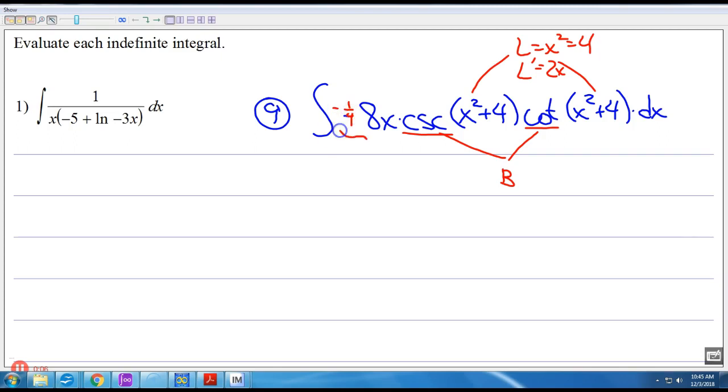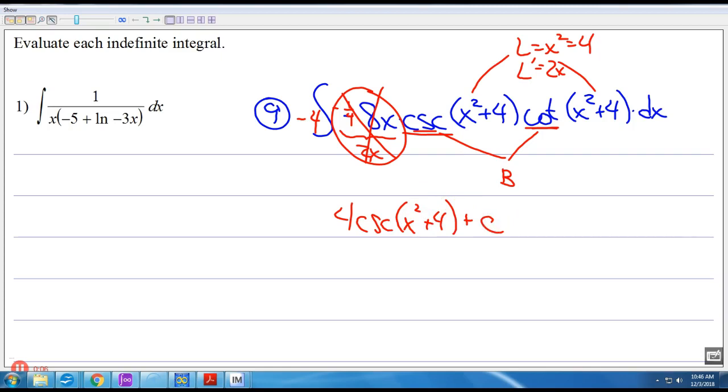Which then makes that 2x, which then allows it to disappear. I need the negative 4 on the outside. And then my job is to integrate the big guy. So the integral of cosecant cotangent is negative cosecant. But there's a negative out there also, so now it's just positive cosecant. Leave the little guy alone. And plus c.